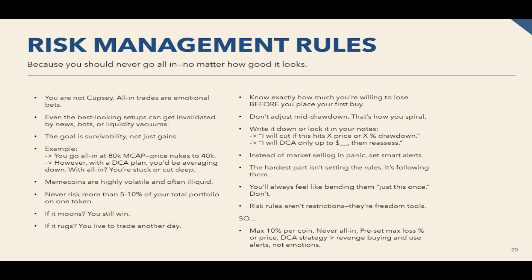Example, you go all in at 80,000 market cap. Price nukes to 40k. You just lost 50%. However, with a DCA plan, you'd be averaging down. With all in, you're stuck or you're cut deep. So if you only aped a little bit at the top, price nukes down, you have good conviction, or if it's a really high volume coin, DCA at 40k. What's that going to do? It's going to bring your average from 80k to like 50, 60k average, right? So if it goes right back up, you're just in profit way quicker than the person that aped in all in at the top.